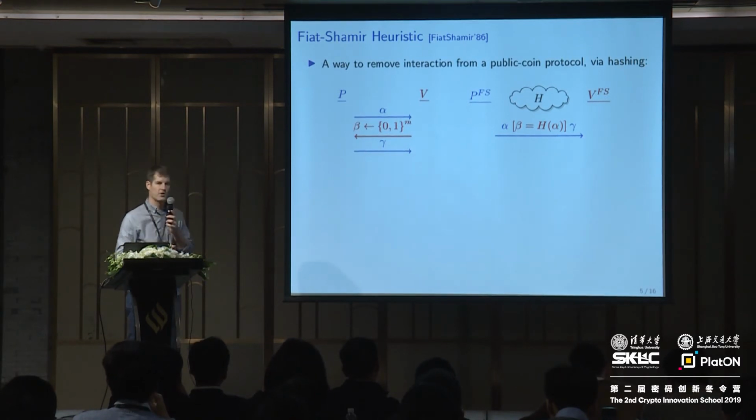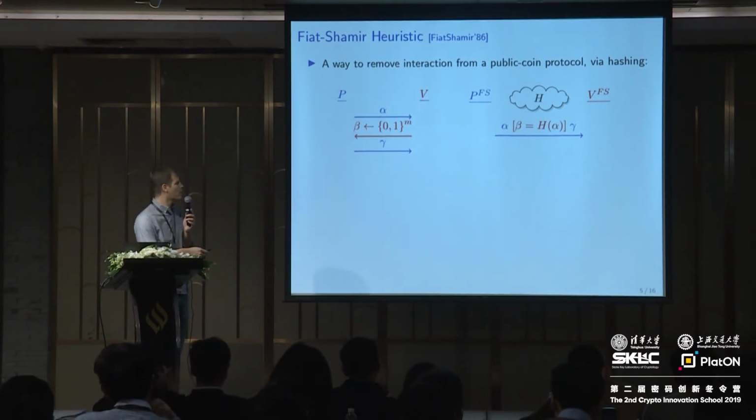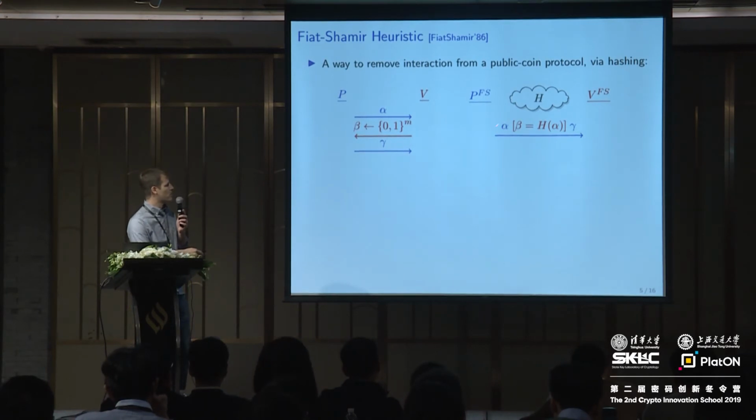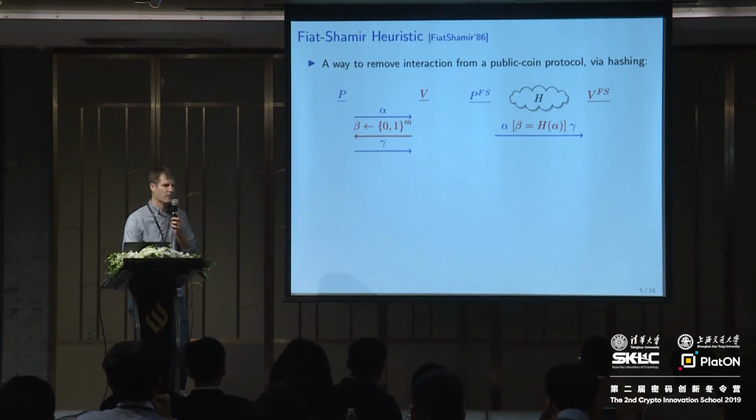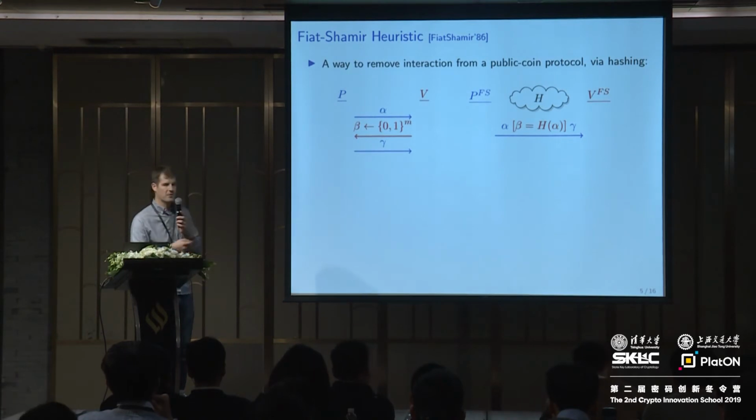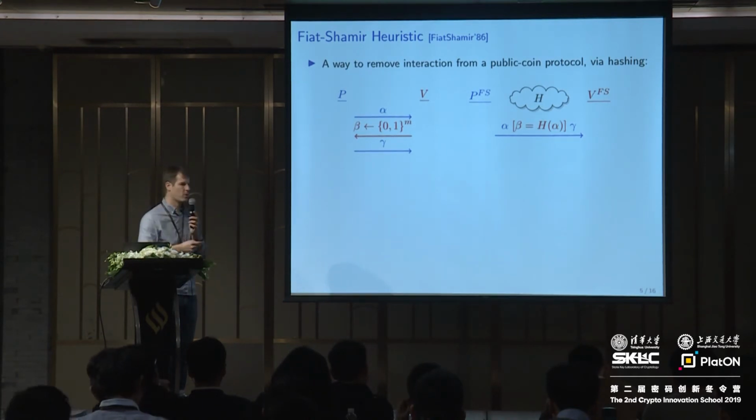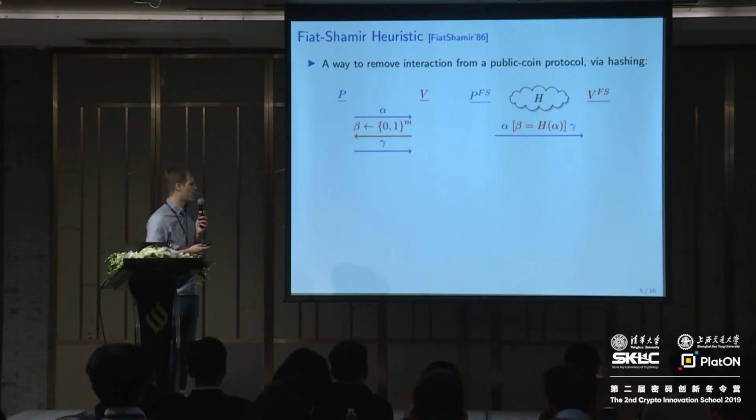So you imagine putting that hash function in the common reference string or the common random string. And we can now flatten the protocol into just one message that goes from the prover to the verifier as follows. So the prover computes its first message alpha as normal, but then instead of waiting for the verifier to answer with the challenge beta, the prover instead computes beta as the hash of its first message alpha. Okay, so the prover can do that internally and just simulate the verifier's challenge this way, or set the challenge according to the hash function.